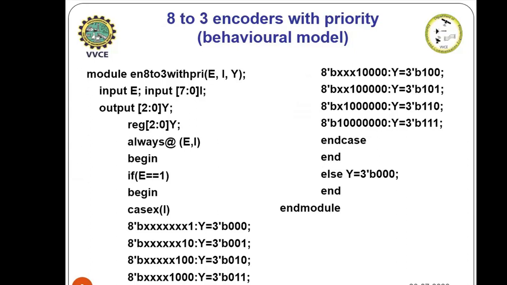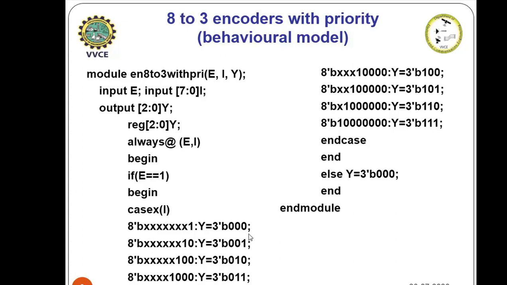Now the difference between this code and the previous code without priority is the usage of the casex statement. In the previous code, in place of this casex of I, we had used case I. So the only difference between that code, without priority, and this one, with priority, is that in place of case of I, I'll be using casex of I, because the don't care condition has to be identified. So the first case is don't care followed by 1.